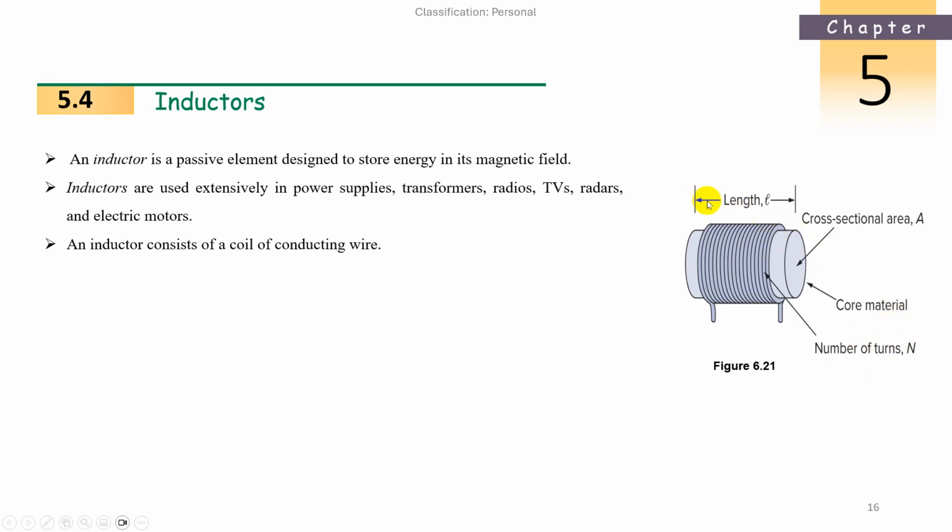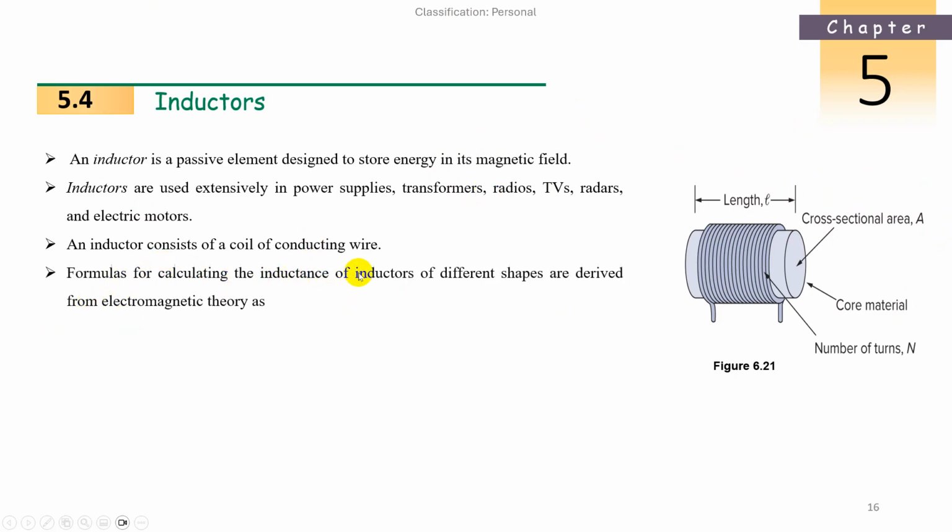Now length. Length is how long that core is, and then the cross section of that core. Once a turn is finished, the cross section it makes is called the cross-section area. So using these values, length, area, and turns, three items, and another called permeability. Like permittivity in a capacitor, here we have a proportionality constant, permeability. So we need four items here.